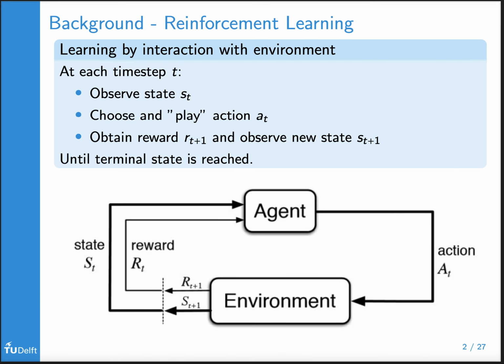I will start by briefly introducing core concepts about reinforcement learning. In reinforcement learning, the agent learns by interacting with an environment. More specifically, at each time step t, the agent will observe a state s and choose to play an action a and obtain a reward r and observe a new state as a consequence of its action. This process is repeated until reaching a terminal state.